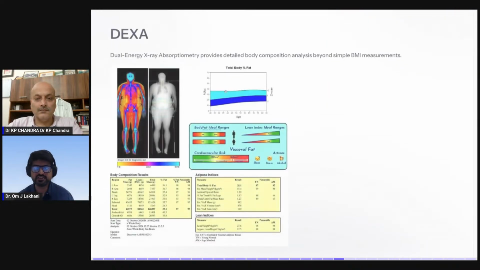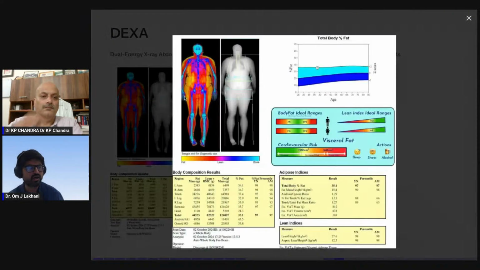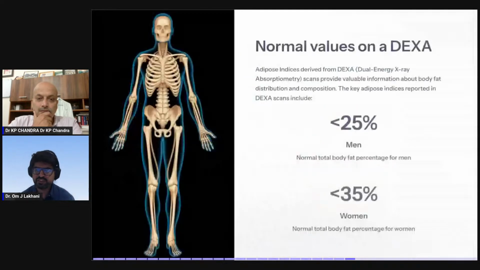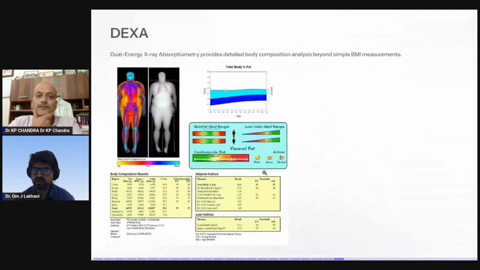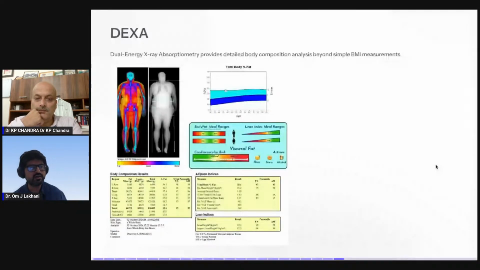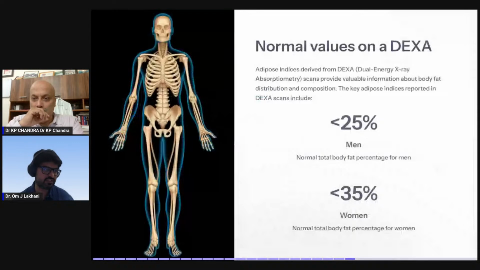So this is what a typical DEXA could look like, depending on your machine and the software which is being used. But this is the typical DEXA for body fat, which is typically shown. I'll tell you the interpretation of some of these results as well. When you take a DEXA scan, it clearly gives you the total body fat. As we saw, less than 25% is normal, more than 25% is abnormal, and more than 35% in women is considered to be abnormal.